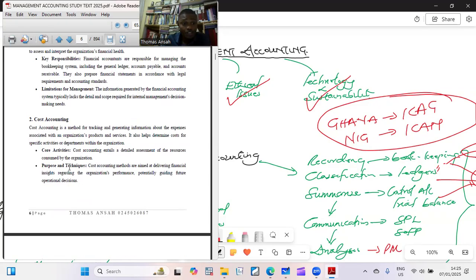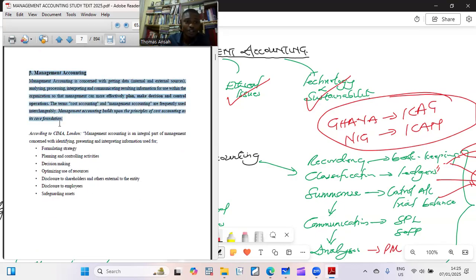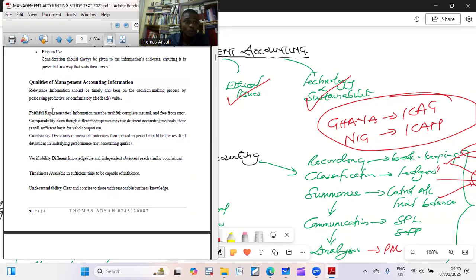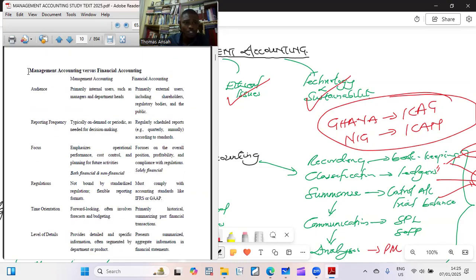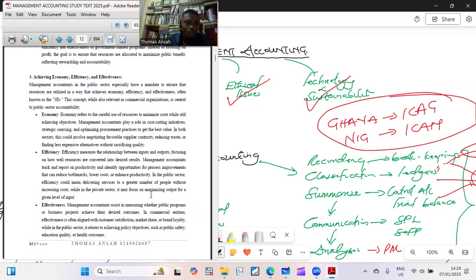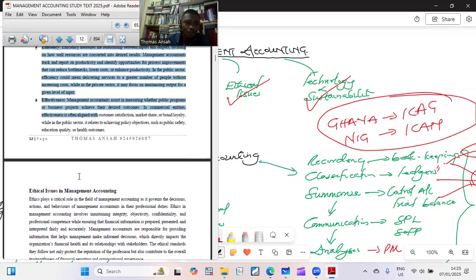So we spoke about accounting, like I said, where you are also tracking expenses to determine cost. We call it cost accounting. We defined management accounting in our own words. So this is the foundation of what we are doing. We went through to talk about data and information, the characteristics of it. Then we spoke about the other qualities of management accounting information, faithful representation, and all those things. We did the differences here as well. And we also talked about how it is done in the private sector and the public sector, where it's all about achieving value for money in the public sector.